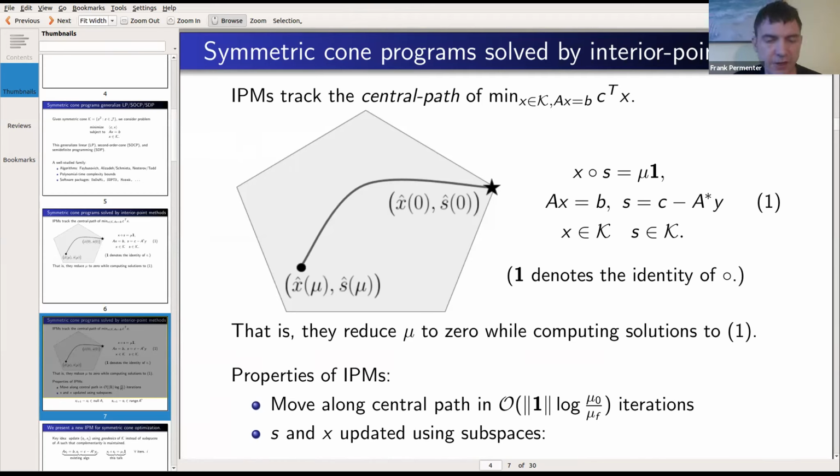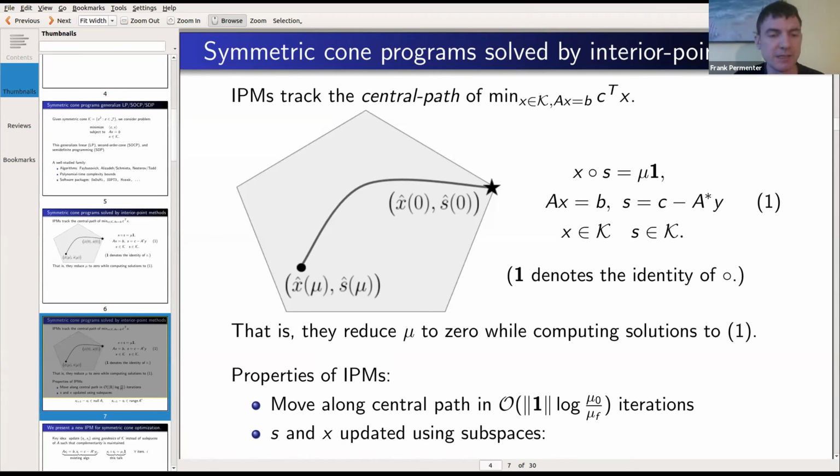So for the case of linear programming, this is called the square root n bound, reflecting the fact that the norm of the all ones vector is the square root of n. For semi-definite programming, it's also called the square root n bound, reflecting the fact that the Frobenius norm of the identity matrix is the square root of n.